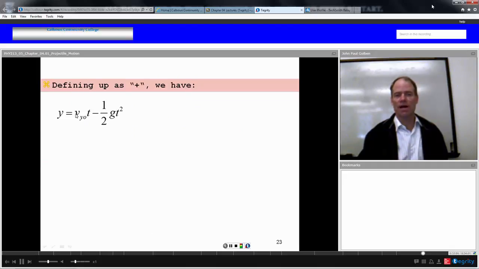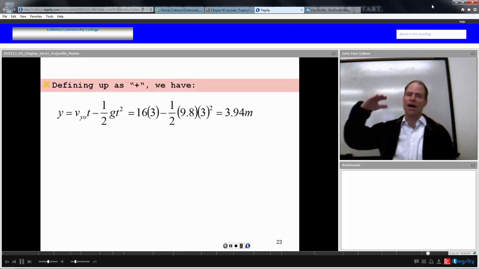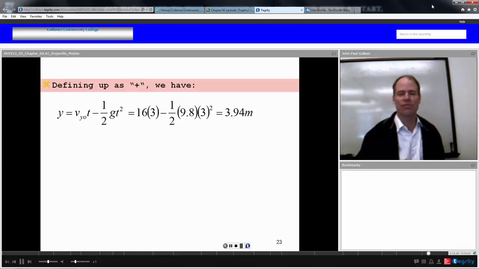Defining up as positive, our displacement, delta y, I should have a delta there, is equal to our initial velocity times time, plus 1/2 acceleration times time squared, but acceleration will be a negative g in this case. So we're going to have 16 times 3 seconds, minus 1/2, 9.8 times 3 seconds squared. After 3 seconds, we will be at a height of 3.94 meters.